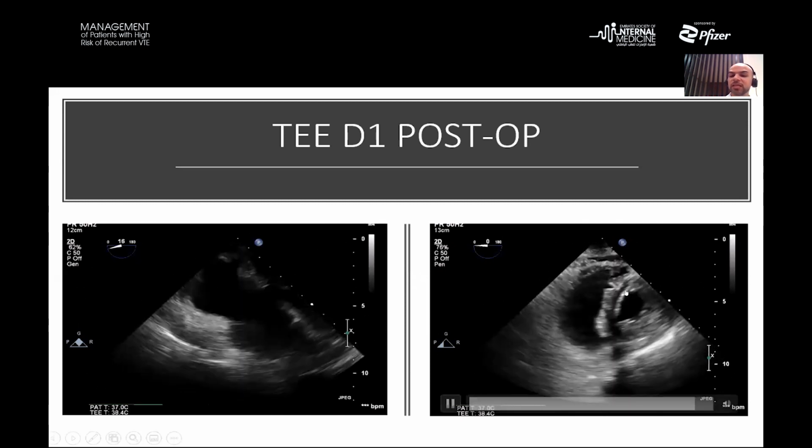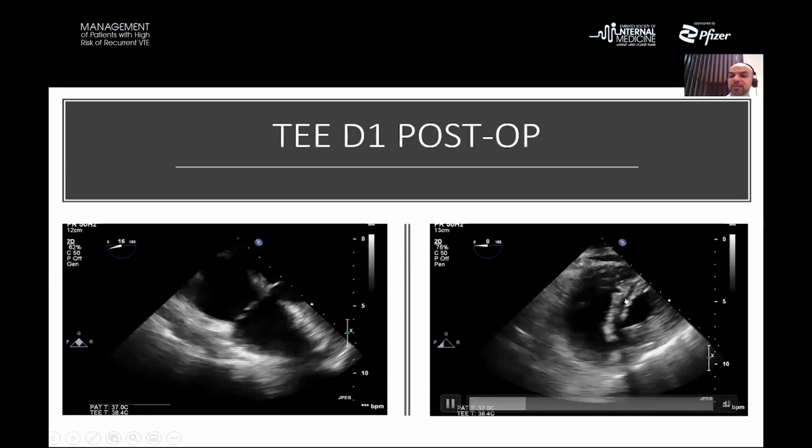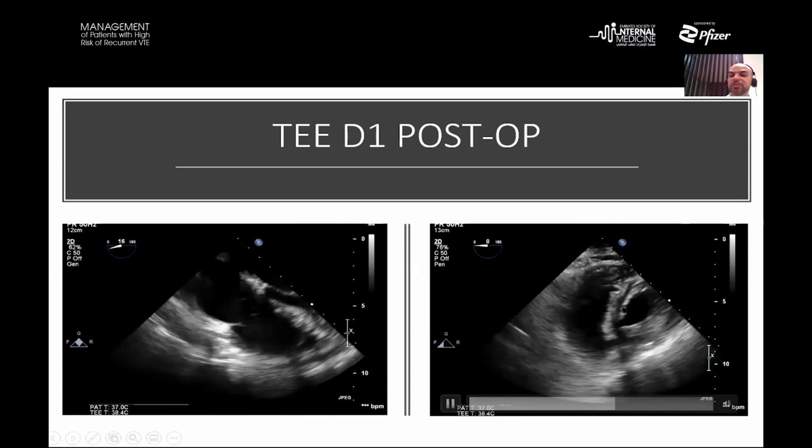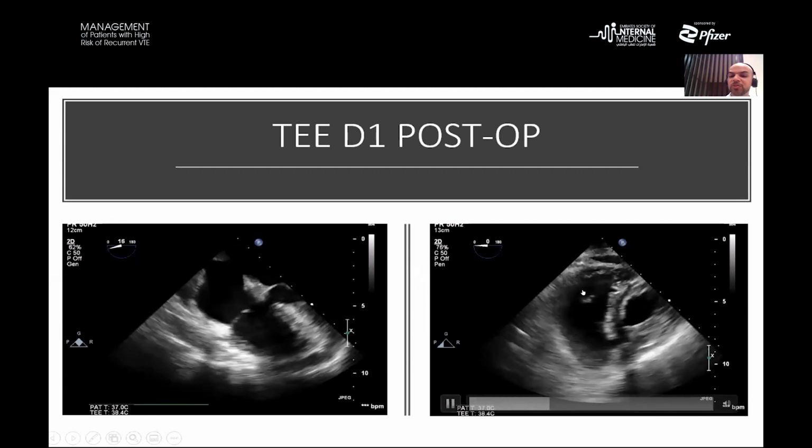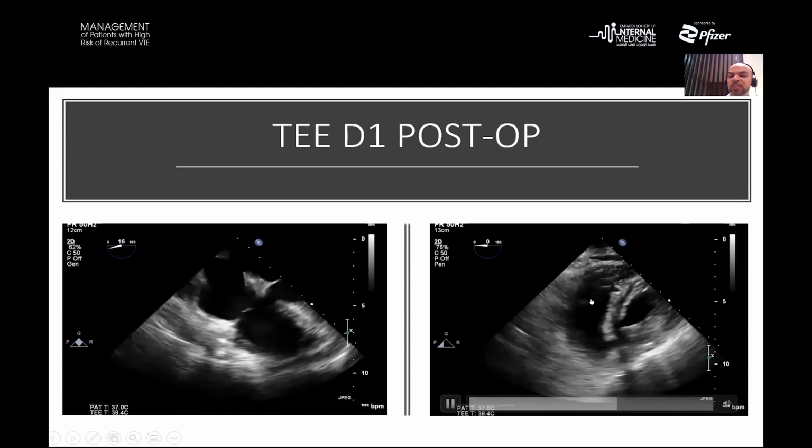You can see in the short axis the hyperdynamic circulation of the LV and a D-shaped LV because of a pressure-loaded right ventricle.